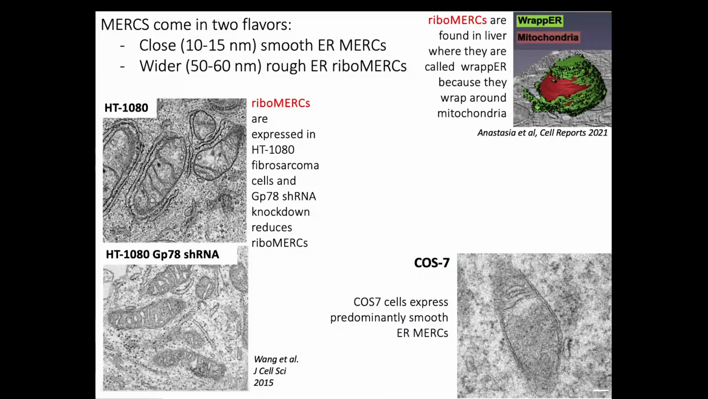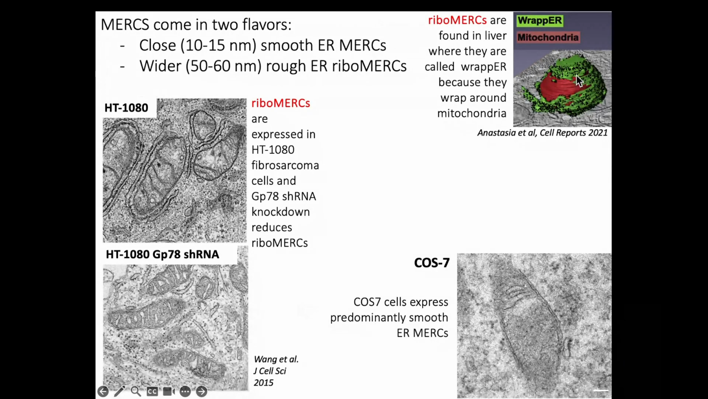And so we had to go back to biology and set up a test case where we could test whether or not the system actually generates valid and correct data. The system we used was these HT1080 cells, which we had previously shown express really elongated and elaborate MERCs, which have ribosomes on them and which we call ribo-MERCs. And we had previously shown that if we knock down the GP78 ubiquitin ligase, we lose or reduce the extent of these ribo-MERCs.